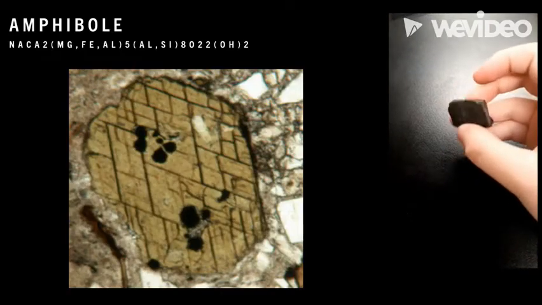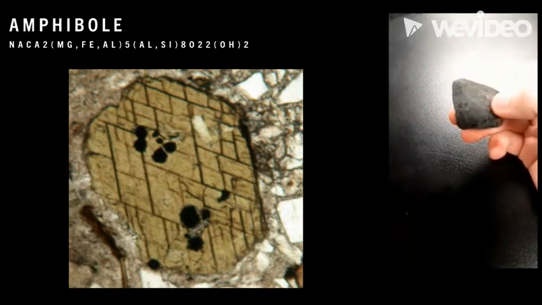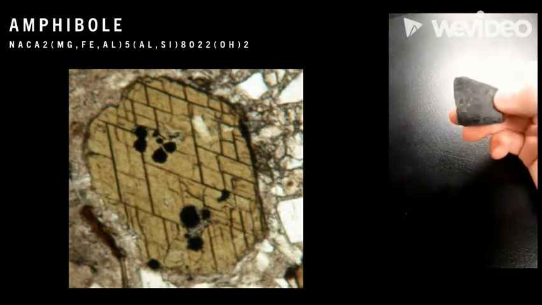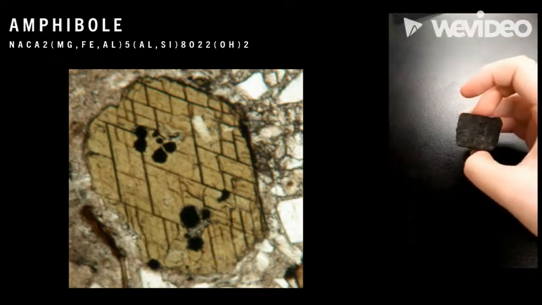The pattern of cleavage is similar to the single sheet, but because of the increased size of the silica tetrahedra structure, the two directions of cleavage meet at 120 and 60 degrees.